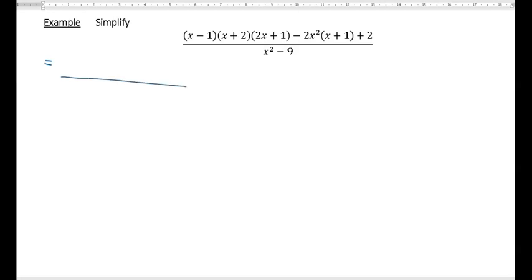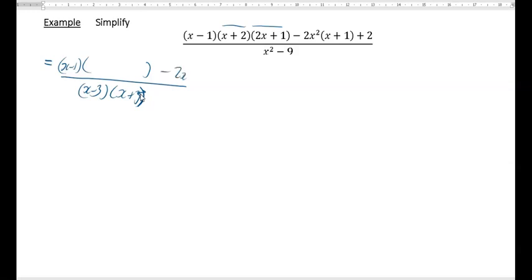So first thing is factorize whatever you can. Notice on the bottom line, I've got x squared minus 9, which you should now be recognizing as a difference of two squares, as x minus 3, x plus 3. And your top line, we're going to just multiply it out. So I'm going to leave that first bracket, x minus 1, and I'm going to multiply out the x plus 2 upon the x plus 1.